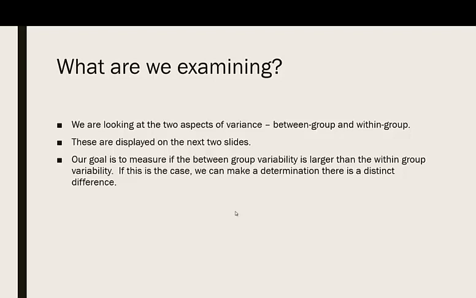So we want to see if our between group, comparing the groups around the mean, is larger than the variability that's within the individual groups themselves. And if that's the case, we can make a distinction that there's something significant happening.